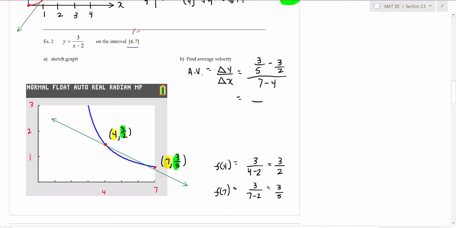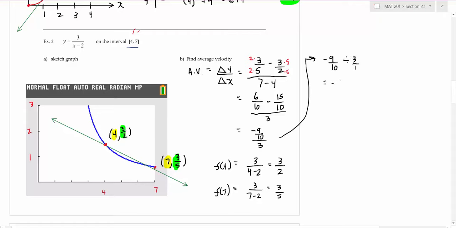I need to get a common denominator on the top, which is 10. So I can multiply this by 2 over 2, and I can multiply this by 5 over 5 to get a common denominator. So that's going to be 6/10 minus 15/10, and then that's going to be all over 3. So that looks like that is going to be negative 9/10 all over 3. And see, what that is, that's just a division problem. So you're doing negative 9/10 divided by 3 over 1, so that is going to be negative 9/10 times 1/3.